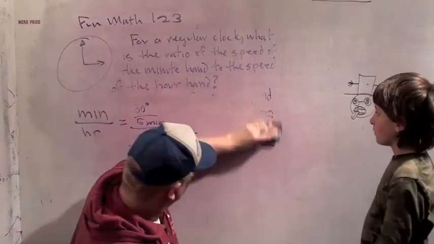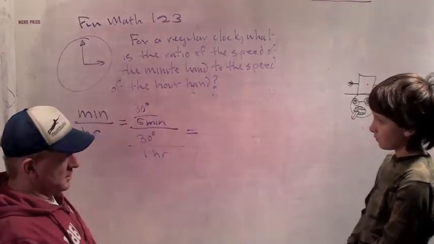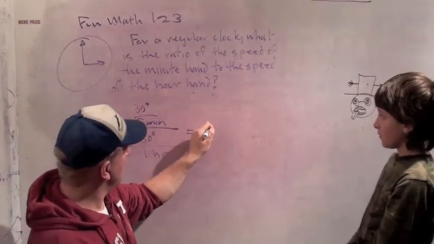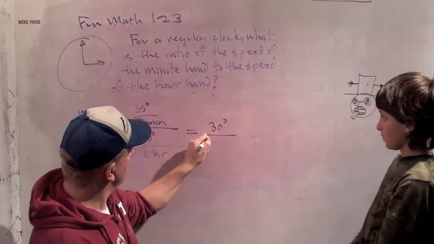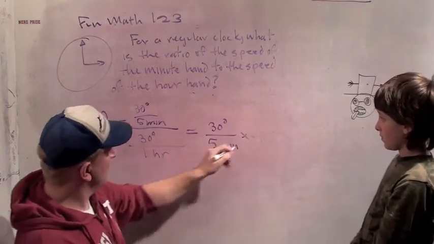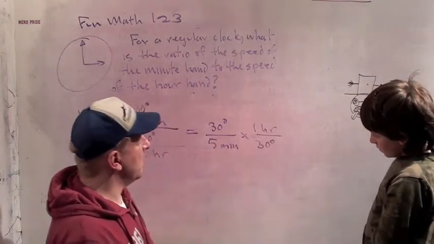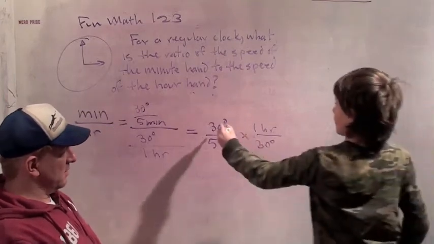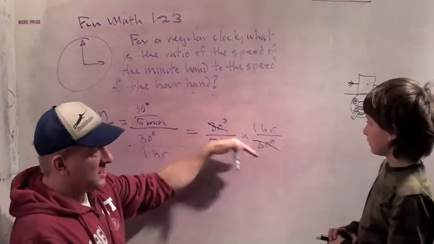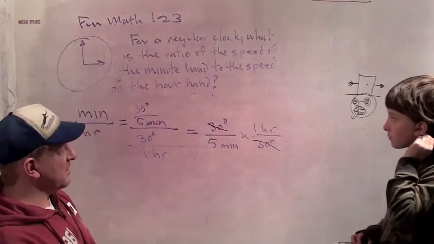Sorry, I have to erase, but what happens when you have a fraction divided by a fraction? The bottom one flips upside down. So I get the top, 30 degrees over 5 minutes, times 1 hour over 30 degrees. Now what cancels here? The 30 degrees and the 30 degrees cancel. Now it's weird to be canceling degrees, right? But they're the same thing. And we're left with 1 hour divided by 5 minutes as our ratio.